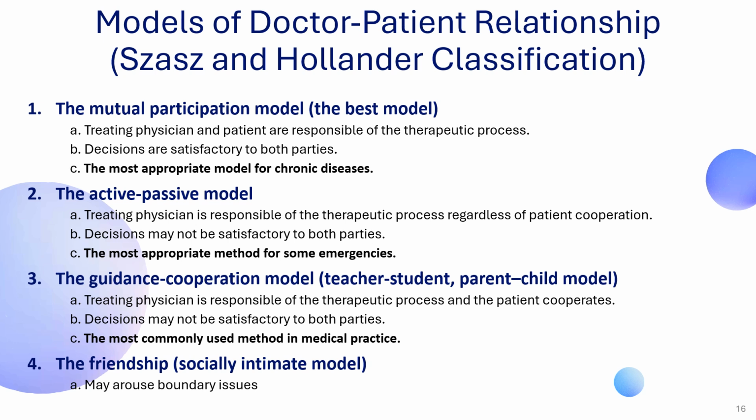The fourth one is the friendship model. It is also called a socially intimate model, and this model may arouse boundary issues between the therapist and the patient.